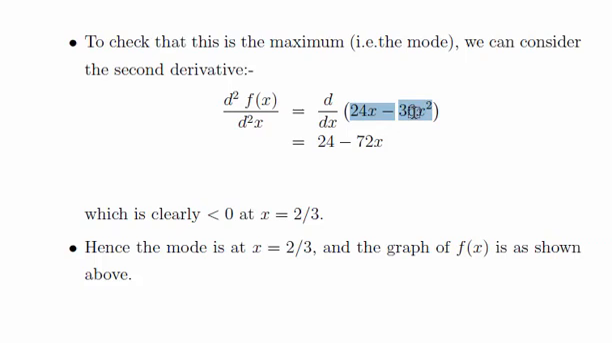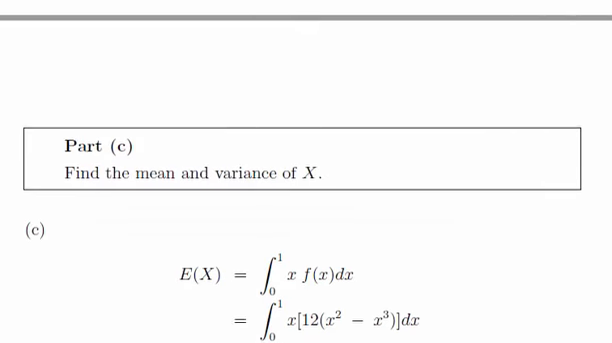So what we're going to do is differentiate that again, and we get 24 minus 72x, and clearly that is going to be very negative at x equal to 2/3. It's actually minus 24. So therefore, if the second derivative is less than 0, then we have a maximum. So that's all sorted out. It is the maximum, which is to say it's the mode of the continuous random variable.